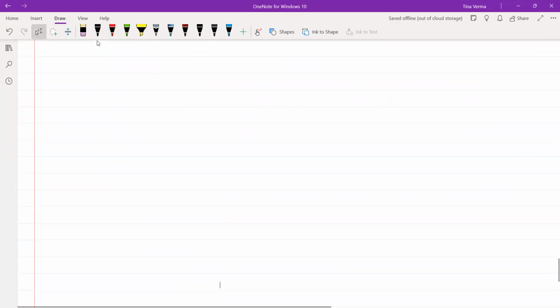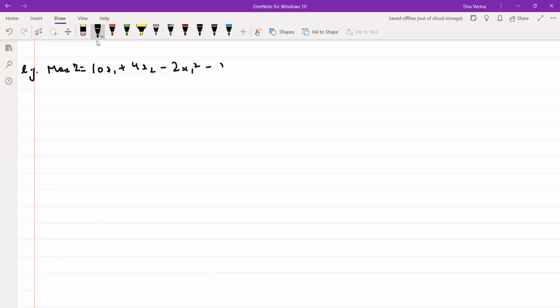So you can also do the question which came in last year's exam. The given function was to maximize. This question came in the last year exam: 10x1 plus 4x2 minus 2x1 square minus x2 square, subject to the constraint 2x1 plus x2 less than or equal to 5, x1 and x2 greater than or equal to 0.